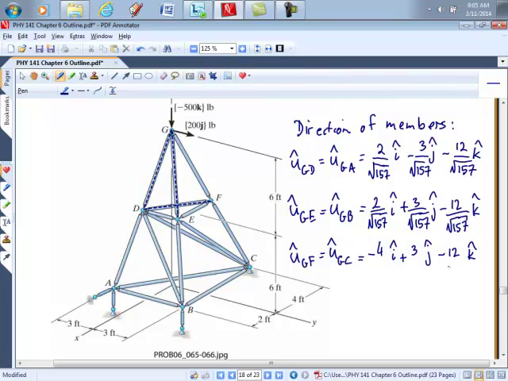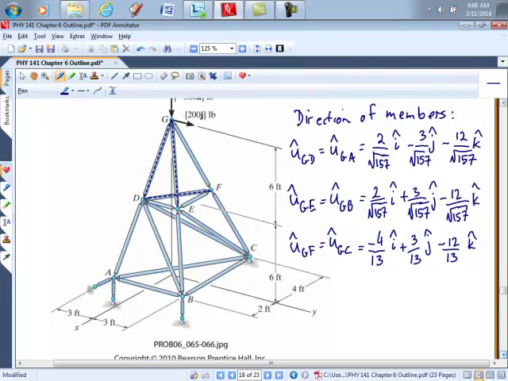This one's a different length. This member is longer than the other two. So it'll be 144 plus 16, which is 169. So root 169 would be 13. All right. So with those Cartesian direction vectors, now we can move on to the free body diagram and equations of equilibrium at G.